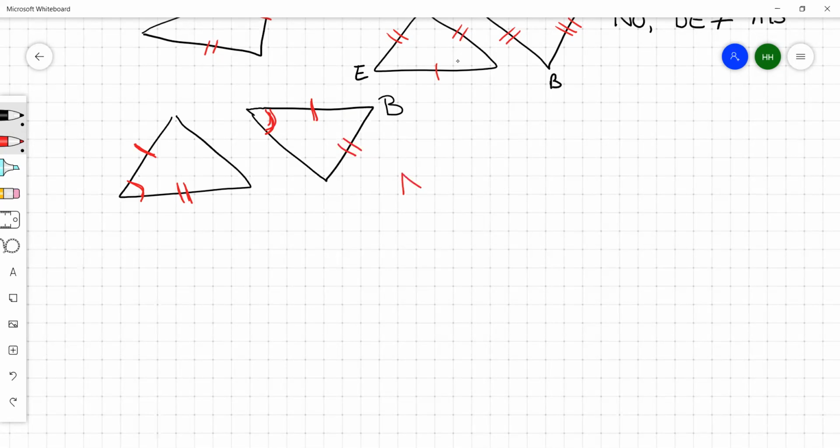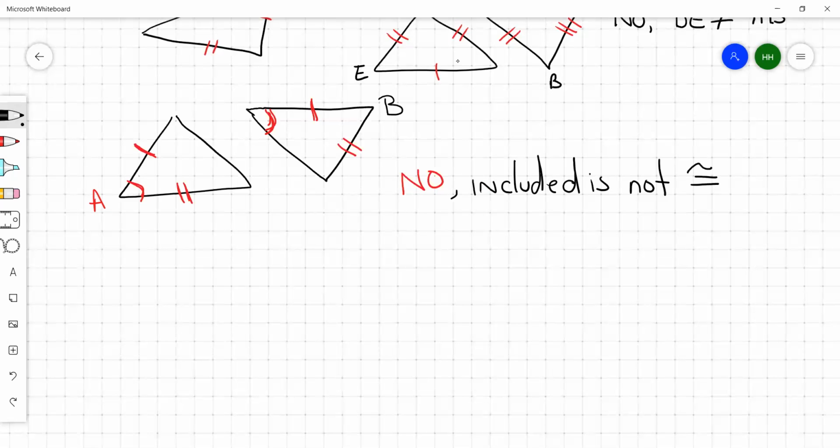These are not congruent. This is no. They're not congruent. All the 3 sides aren't the same. And the included angle is not congruent. All right? The included angle is not congruent. If this was angle A, you would say no. Included angle is not congruent. Here and here.